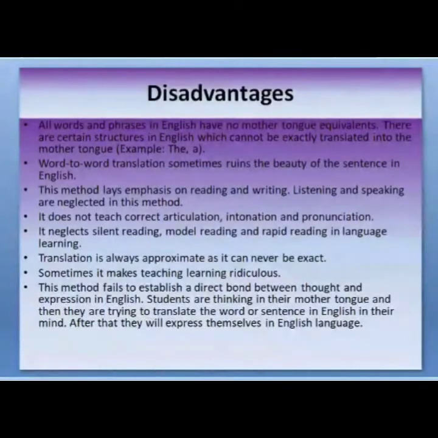Next, disadvantages. What are the disadvantages of the grammar-cum-translation method? Number one, all words and phrases in English have no mother tongue equivalents. This is the biggest disadvantage. And there are certain structures in English which cannot be exactly translated into the mother tongue. There are many structures, such as words like "the" and "and", which cannot find equivalent words in the mother tongue.